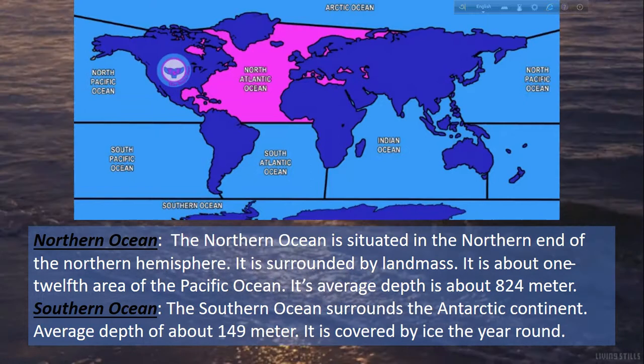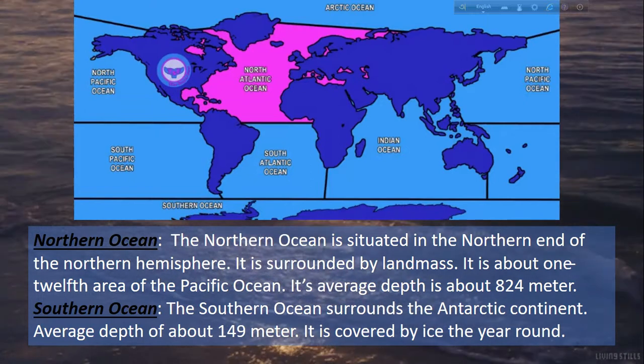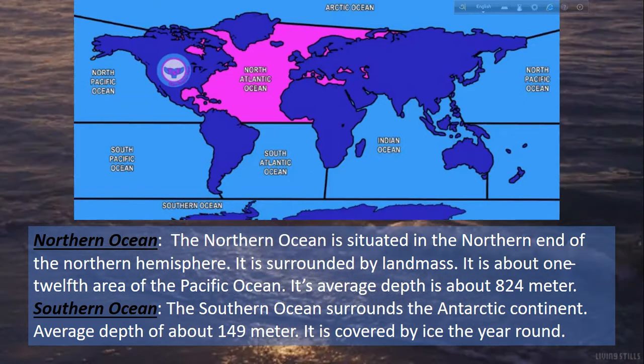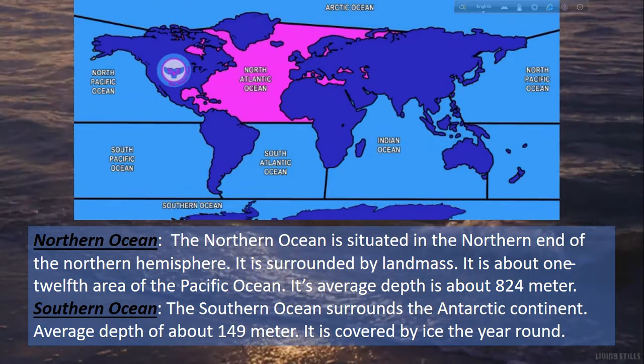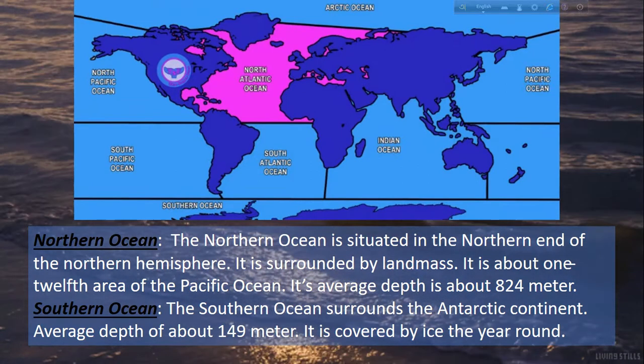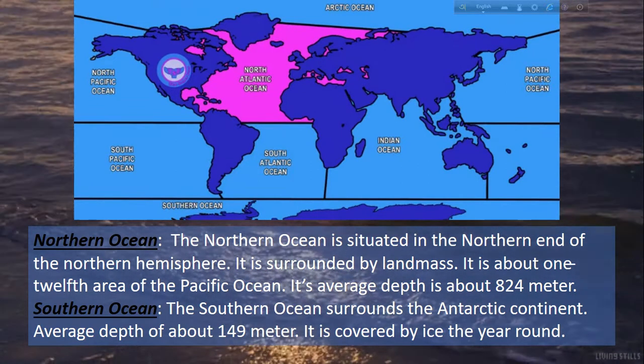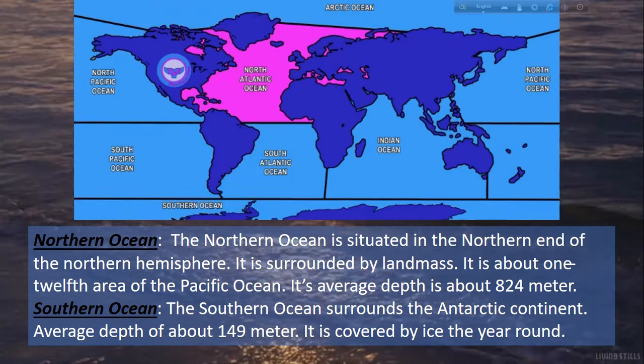And what about the Southern Ocean? The Southern Ocean surrounds the Antarctic continent, with an average depth of about 149 meters, and it is covered by ice the year round.